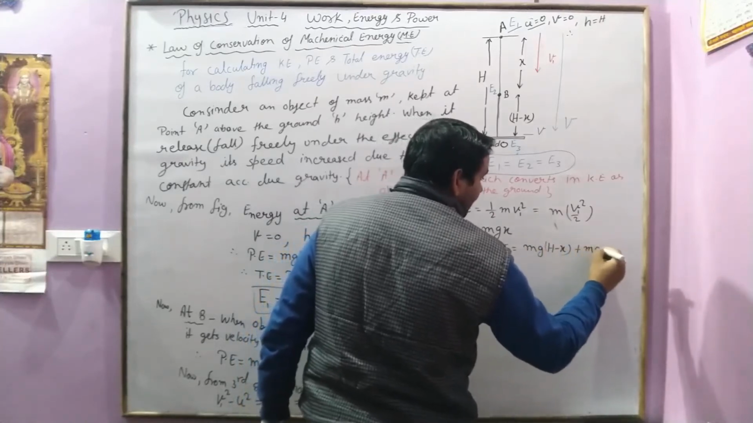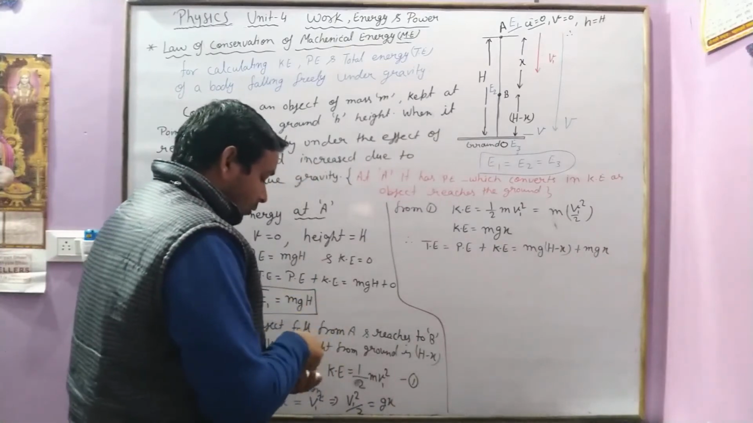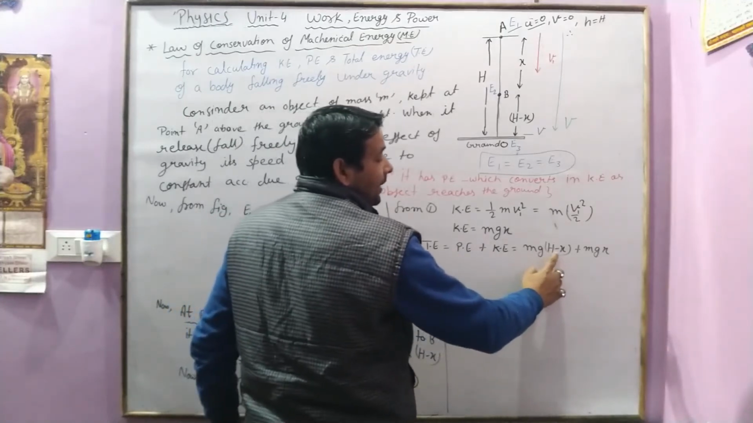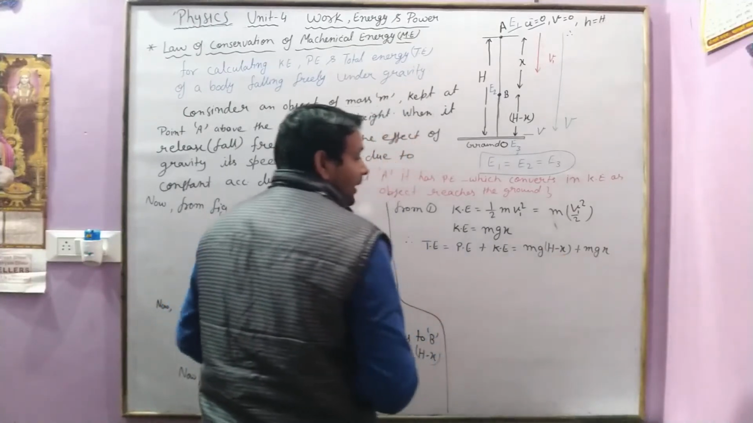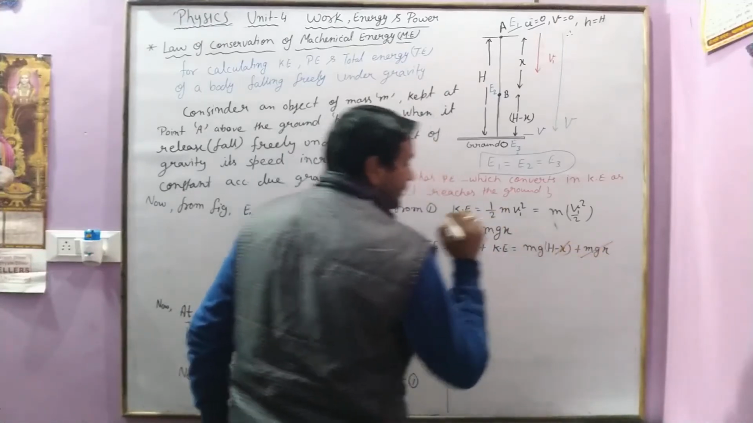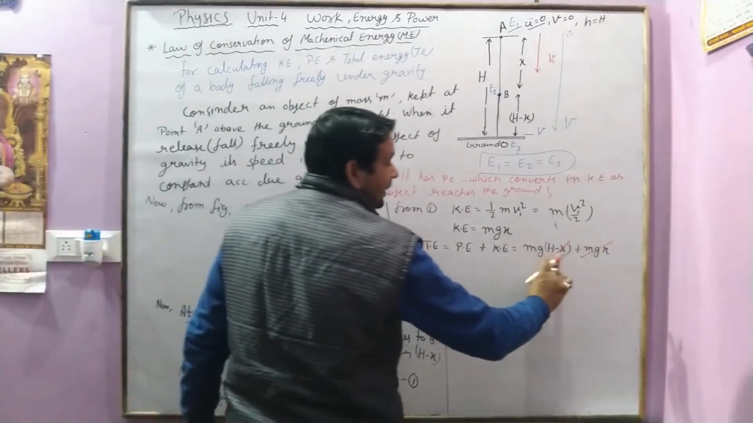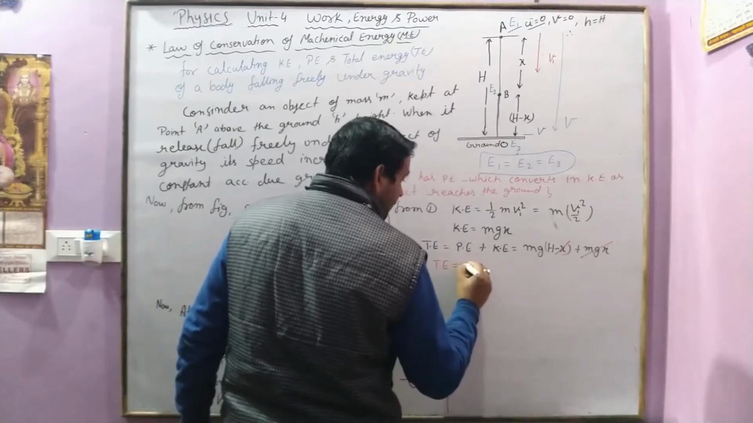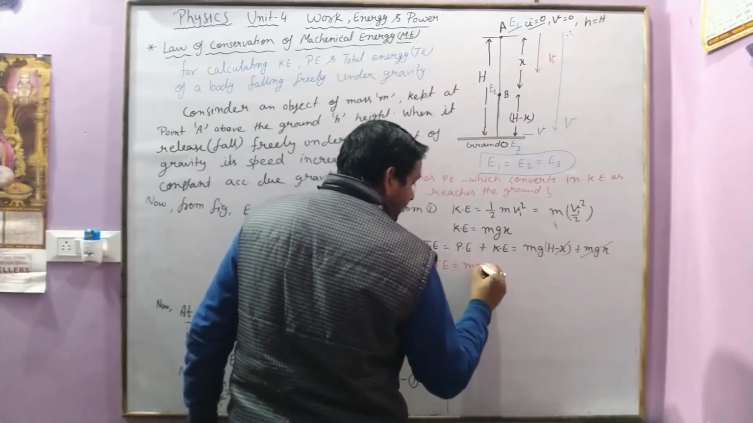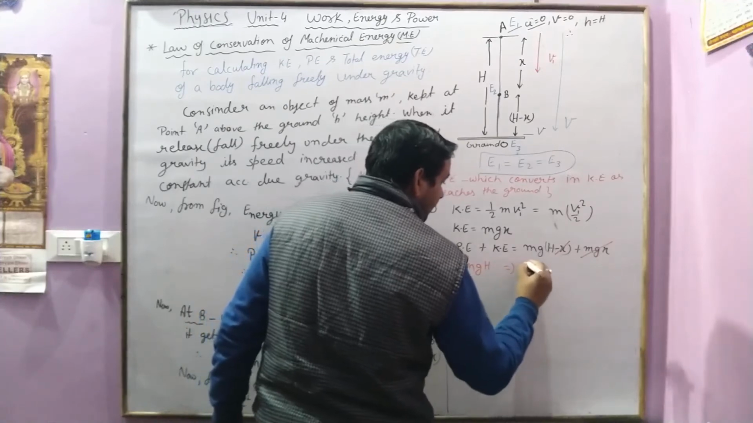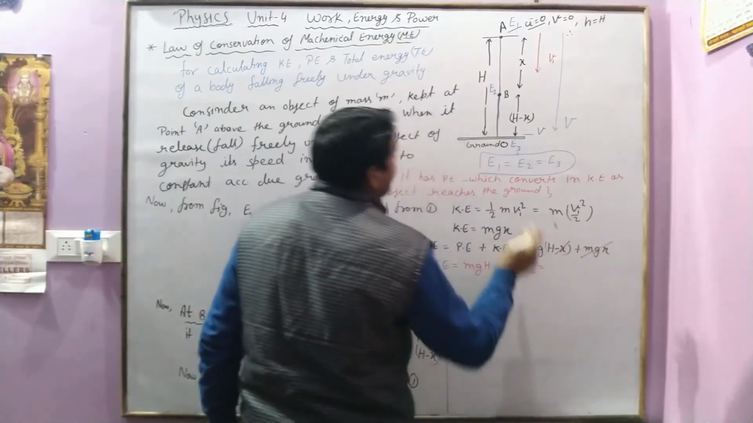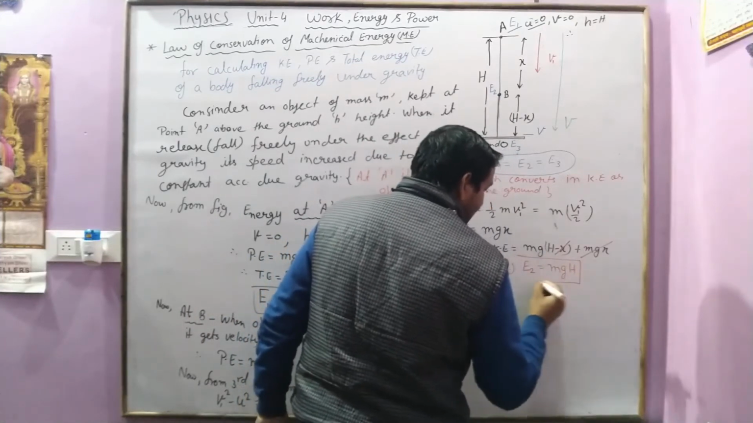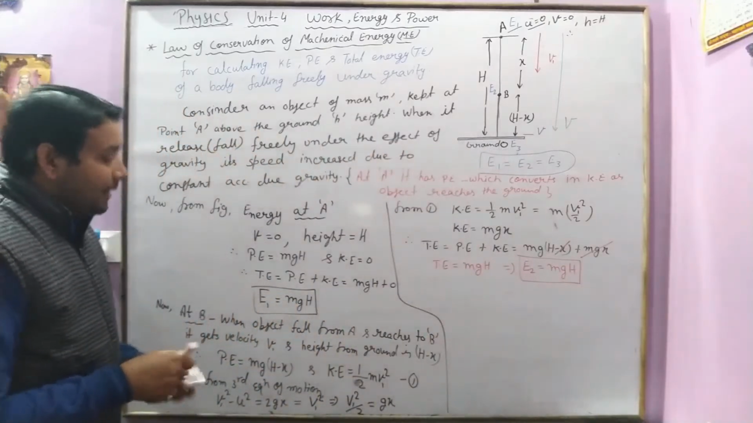and plus mgx. Okay, now when we multiply mg inside the bracket, we get mgh minus mgx and plus we have mgx. So this mgx cancels with this mgx, therefore the total energy at B is equal to mgh. Therefore energy at B, which is equal to E2, is mgh. This is the second location energy.